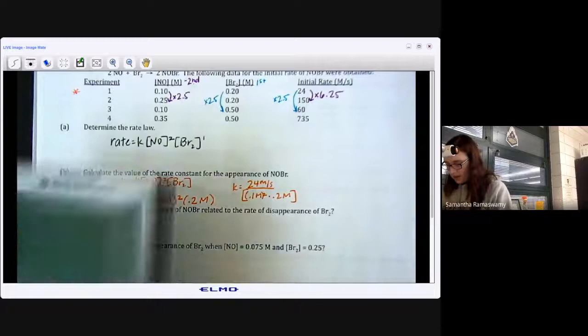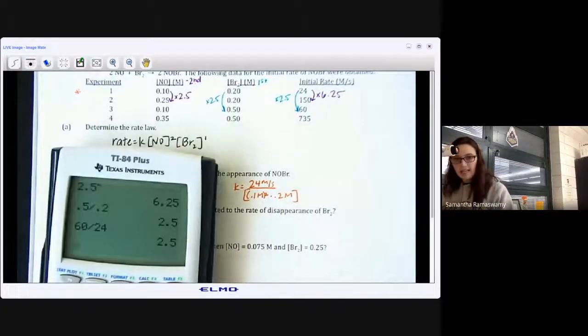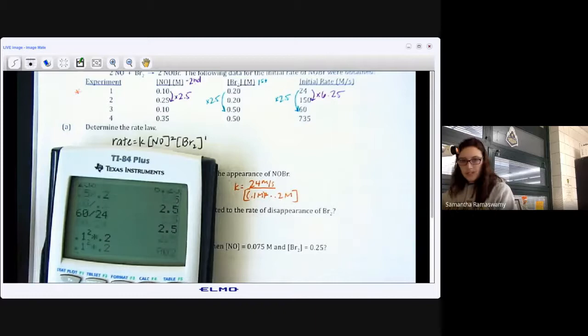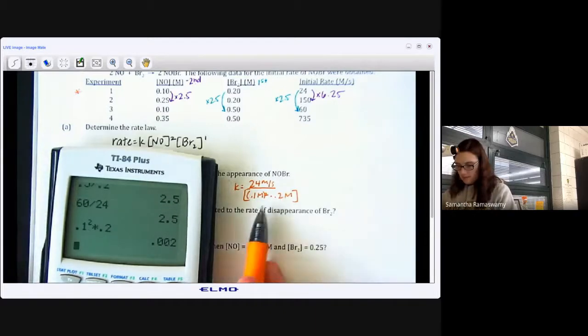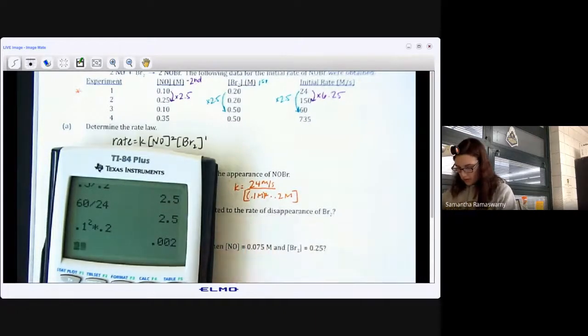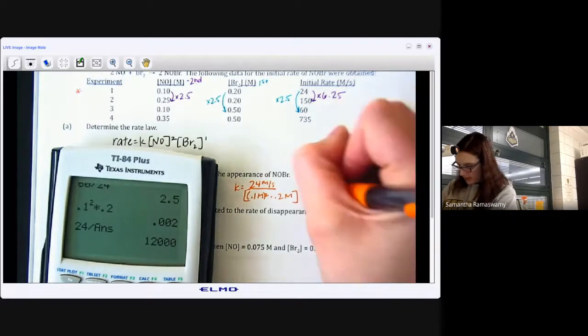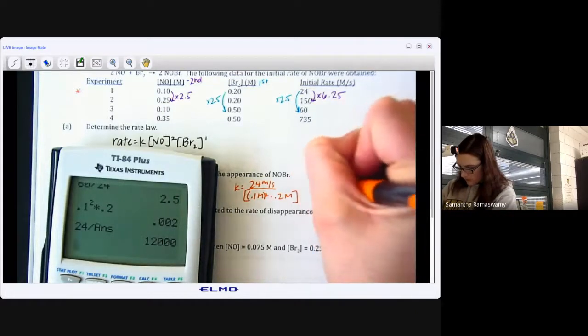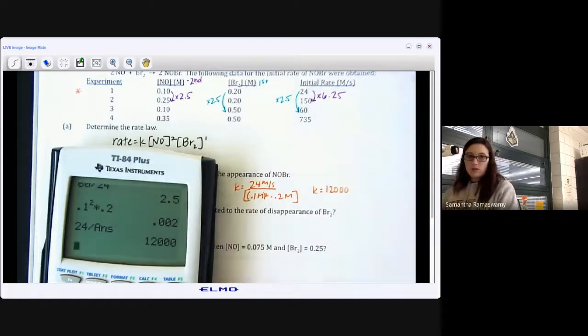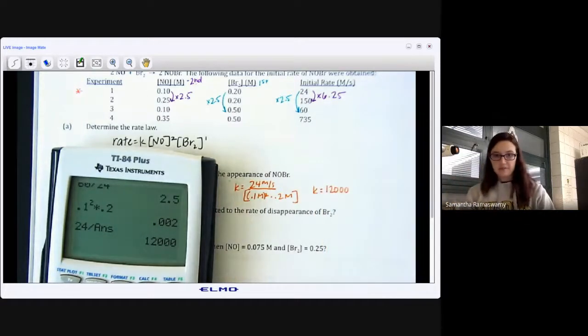The reason I wanted to be careful with that is because when I plug it in, I need to make sure. If I do 0.1 squared times 0.2, that's what's on the bottom. All right, 0.002, and I do 24 divided by that. So we get a really big rate constant. We get 12,000. So this is a very fast reaction.